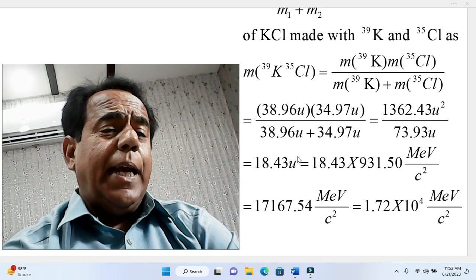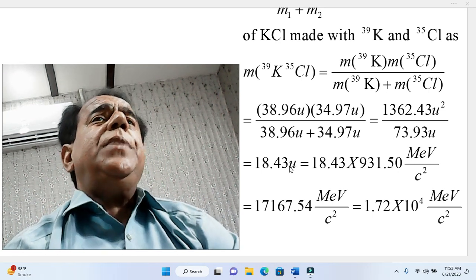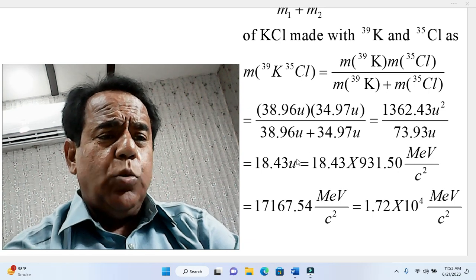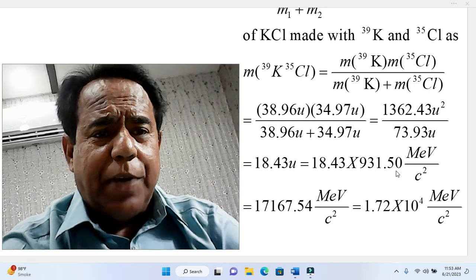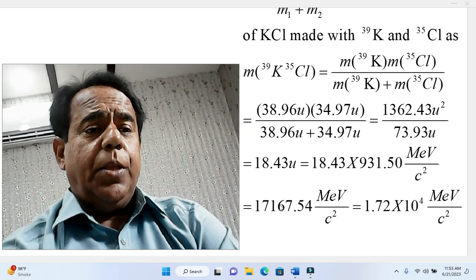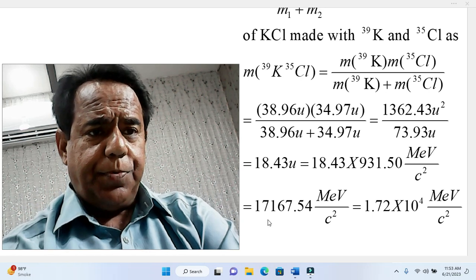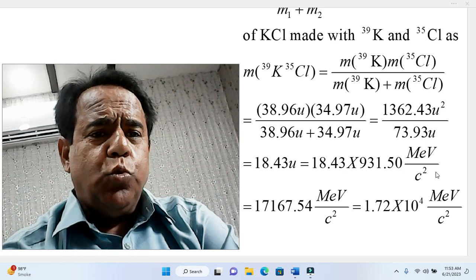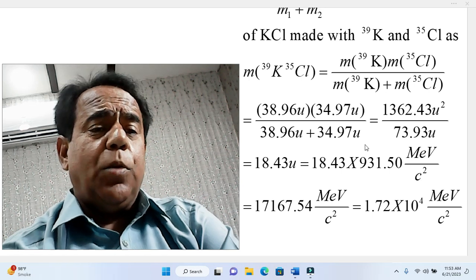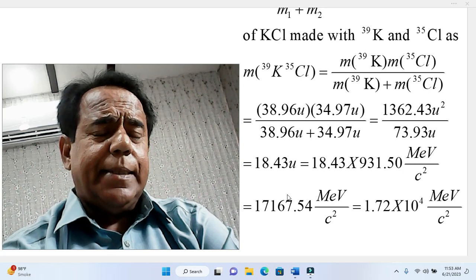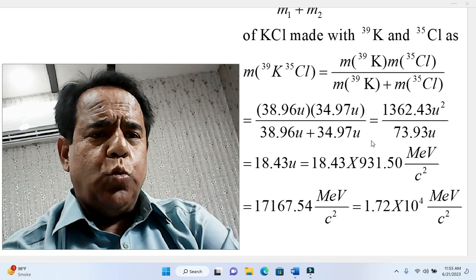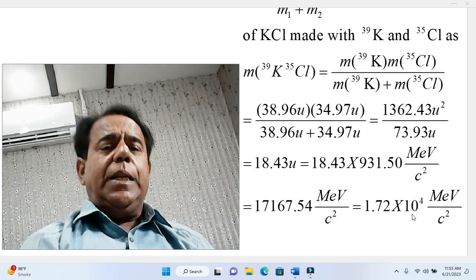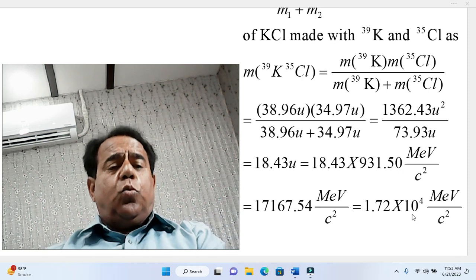U, and we know the value of U as per the helping tool in which many physical constants have been included. According to that table, the value of U is equal to 931.50 million electron volt over c square. So dear students, 18.43 into, in place of U we have used this value from the table. In the next step, we have simplified these two multiplying factors, and it has become equal to 1.72 into 10 raised to the power 4 million electron volt over c square.